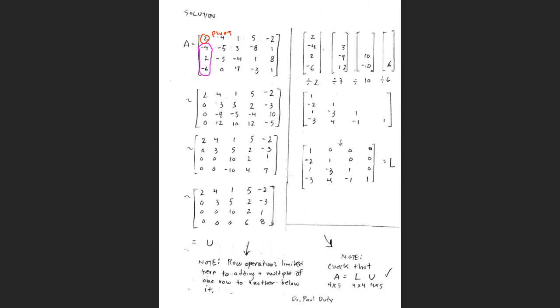Okay, let's see what we did here. It looks like we did 2 times row 1, added it to row 2, put the result in row 2. Usually I put my row operations on the right, but I'll just write them on the left because I have space. And then we did negative row 1 plus row 3, put the result in row 3.